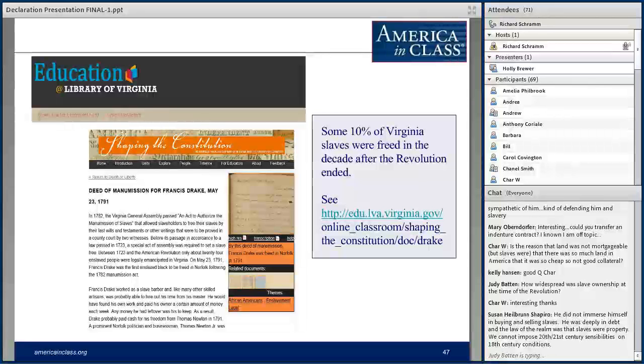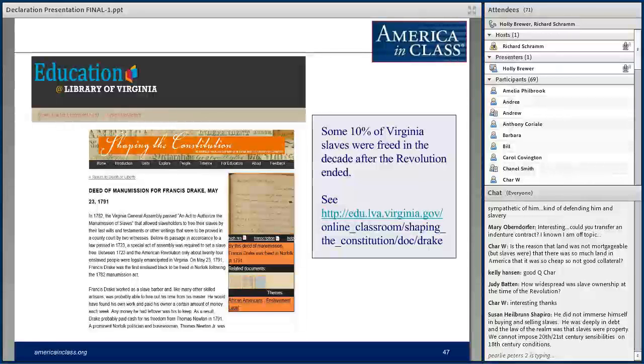Okay. Well, shall we move ahead? And I agree here with Susan Shapiro's comment about he did not immerse himself in the buying and selling of slaves. He was deeply in debt, and the law of the realm said that slaves were property. And I think that's really important.